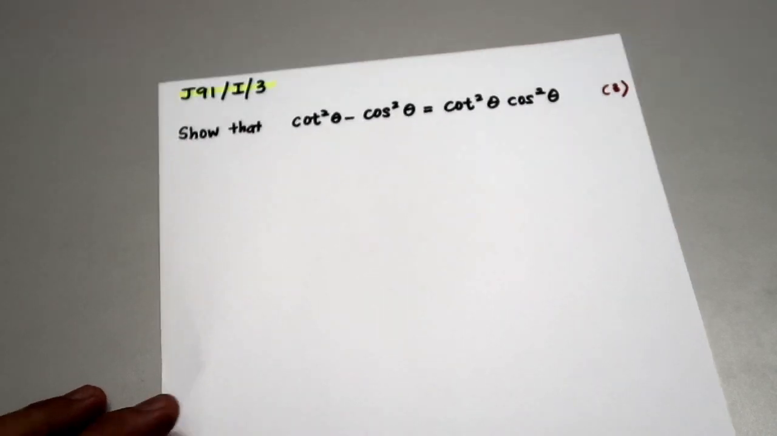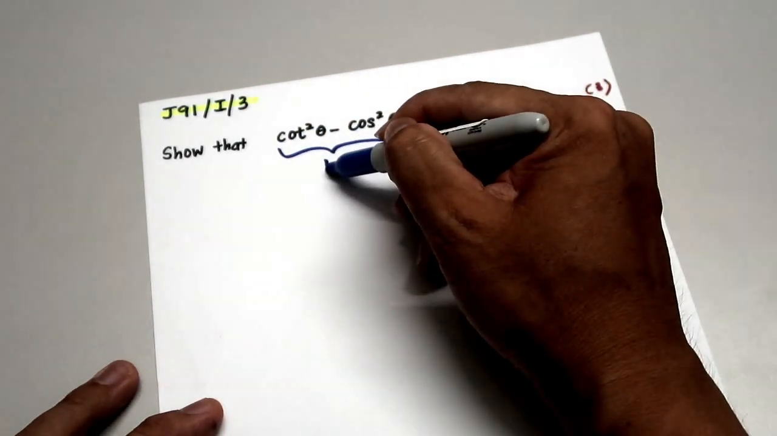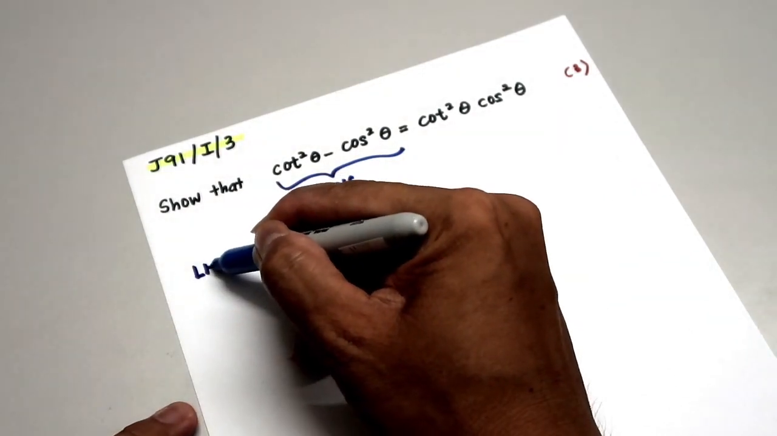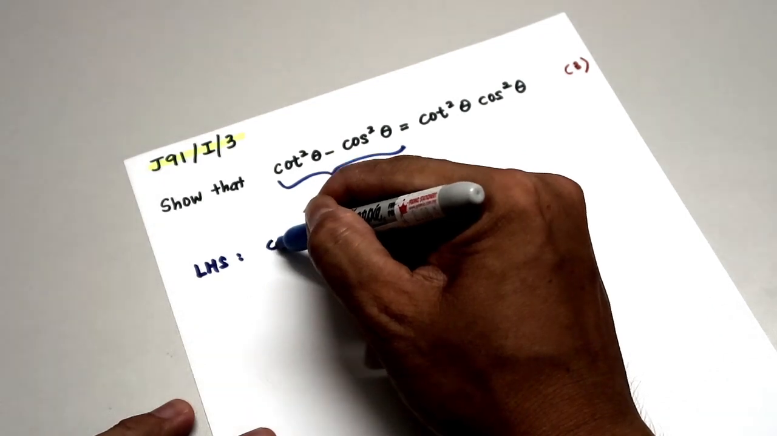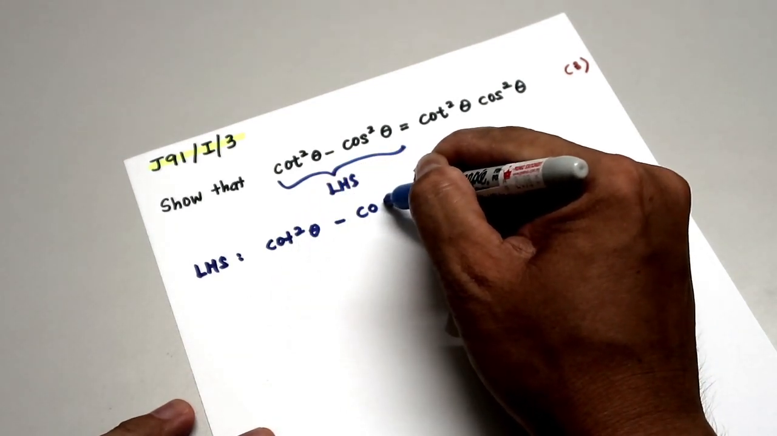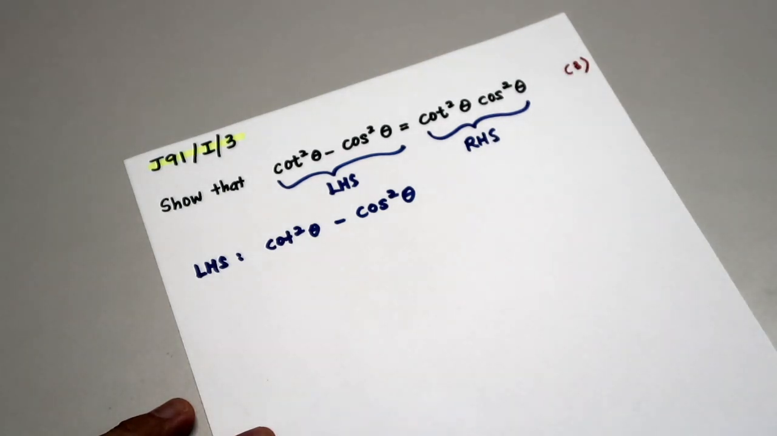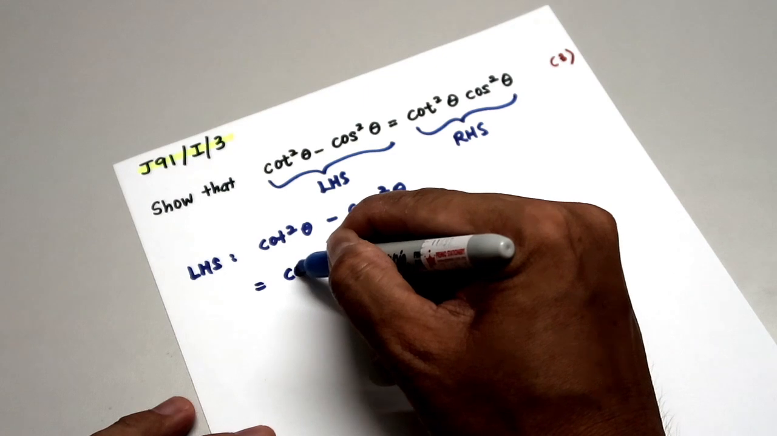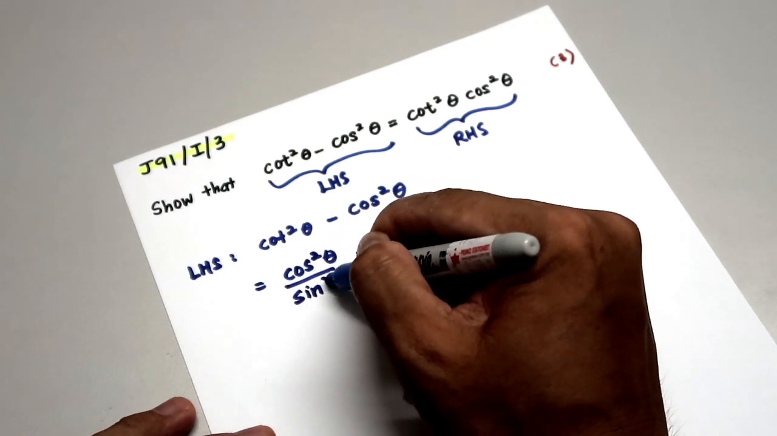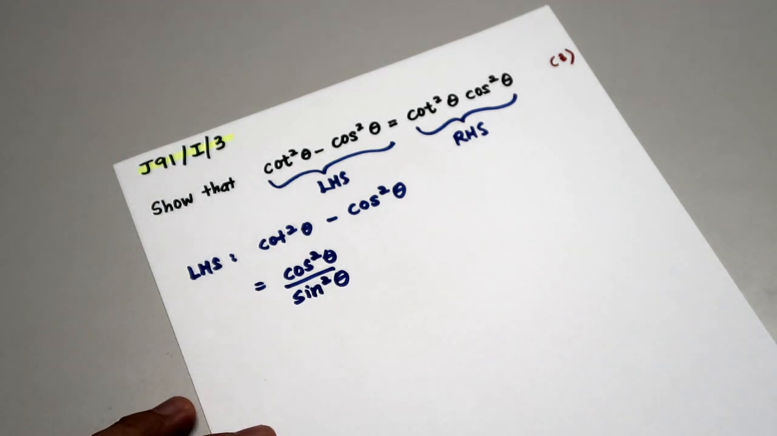to prove successfully. So we're going to start from our left hand side, which is cotangent square theta minus cos square theta. And this is what we want to achieve, our right hand side. Now we know that cotangent square can be either 1 over tangent square or cos square theta over sine square theta. So which one do we choose? Well, it depends, but I'm going to go for cos square theta over sine square theta.